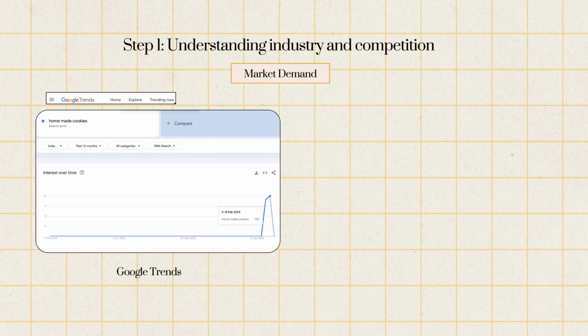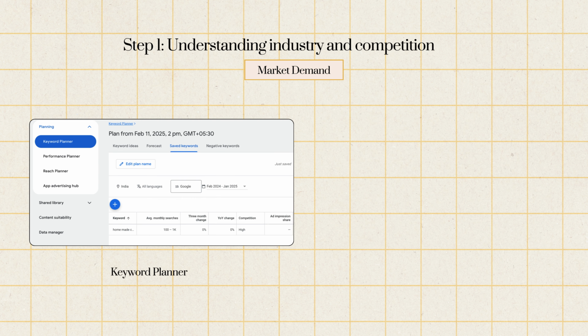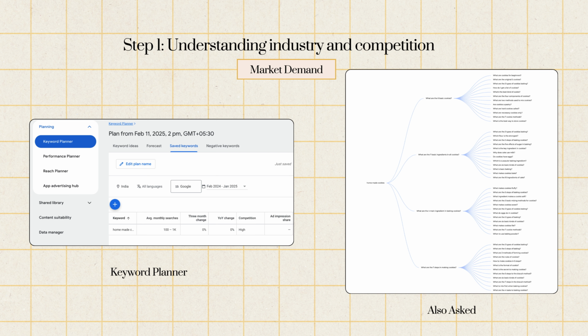First, she searched her business term, homemade cookies, on Google Trends to see the search volume trends over time. Then, she searched the term on Google and observed the types of websites appearing on search results, the recipes and articles ranking on top. To get exact search numbers, she used Google Keyword Planner to find how many people search for homemade cookies monthly. She wanted to know what people are asking, so she used alsoasked.com to explore common customer questions related to homemade cookies.